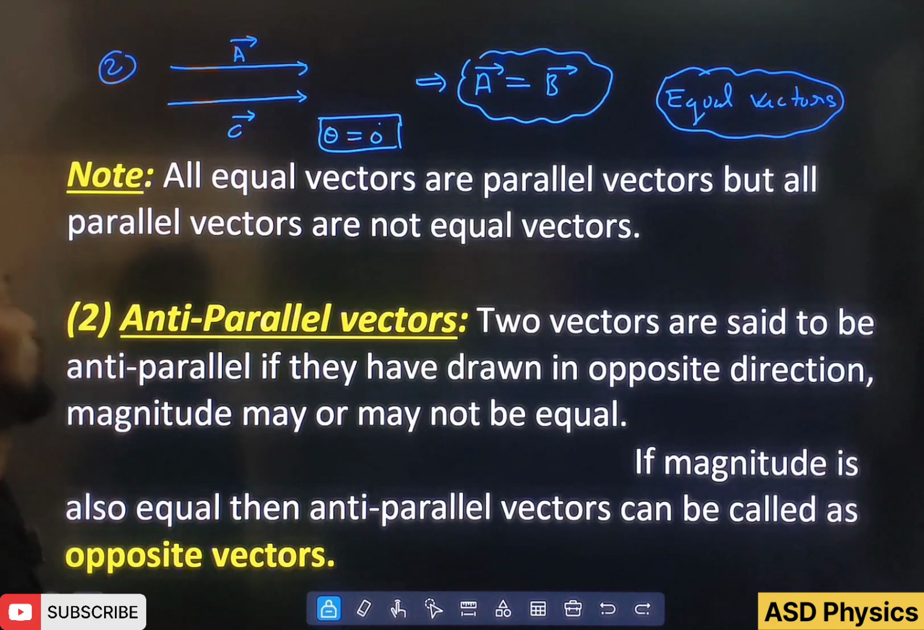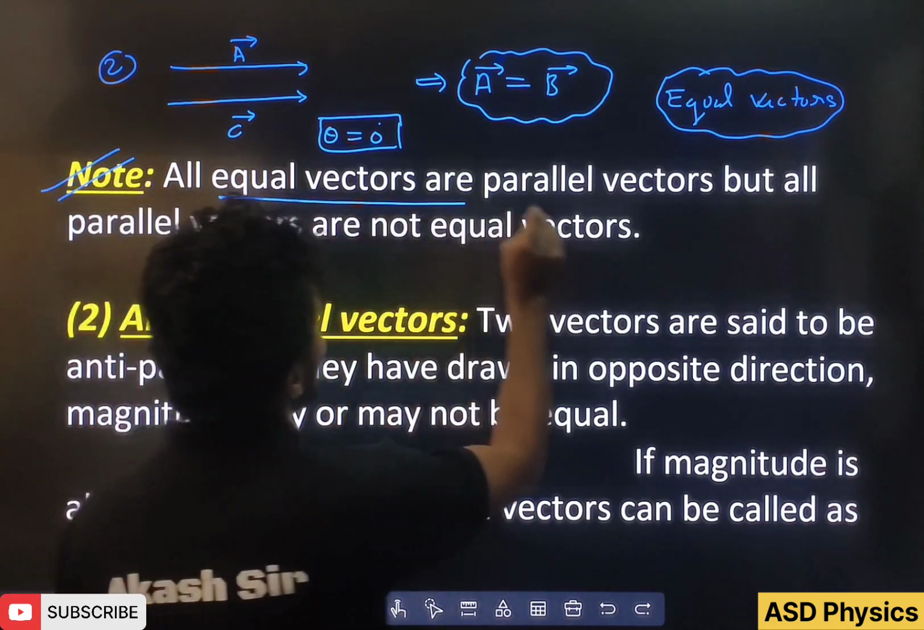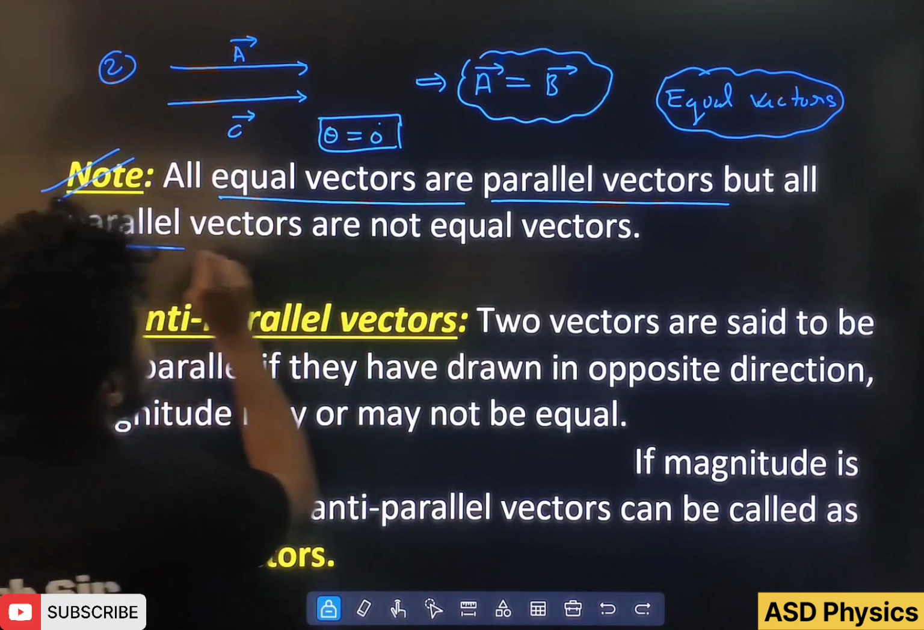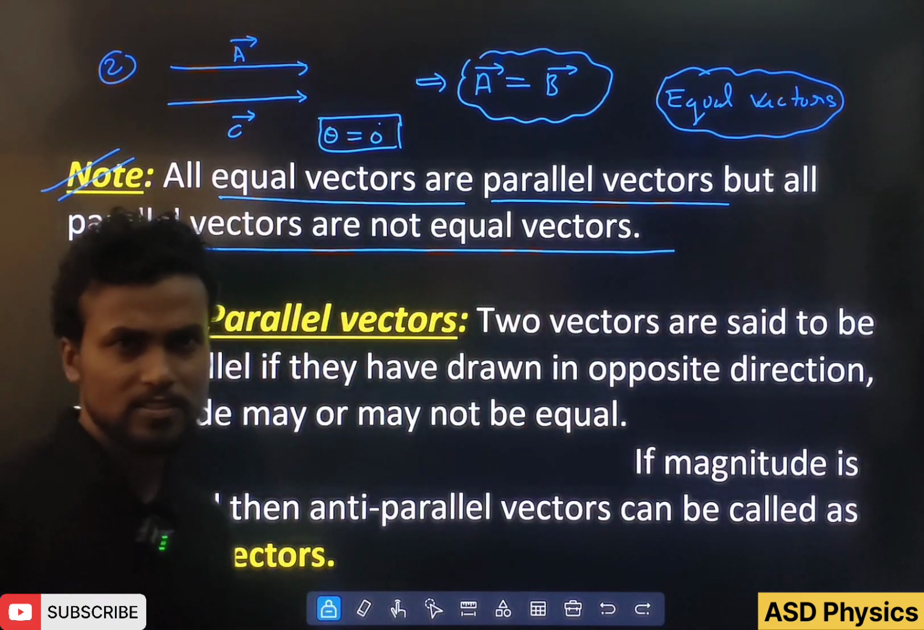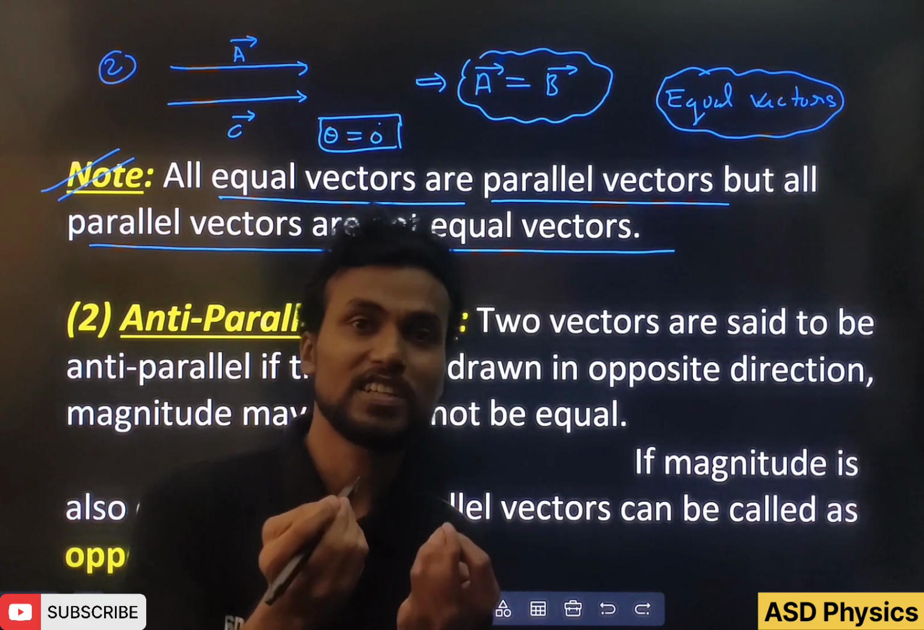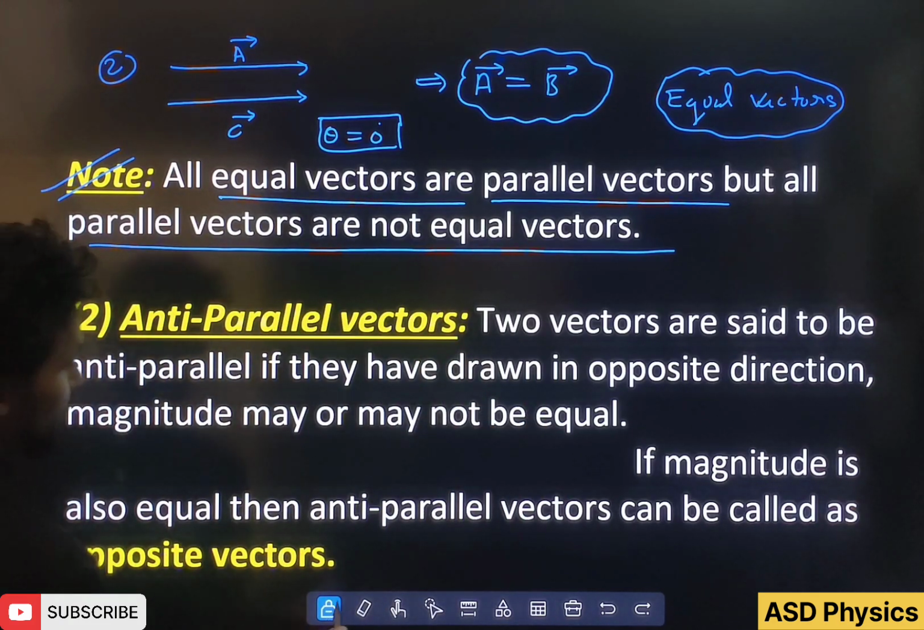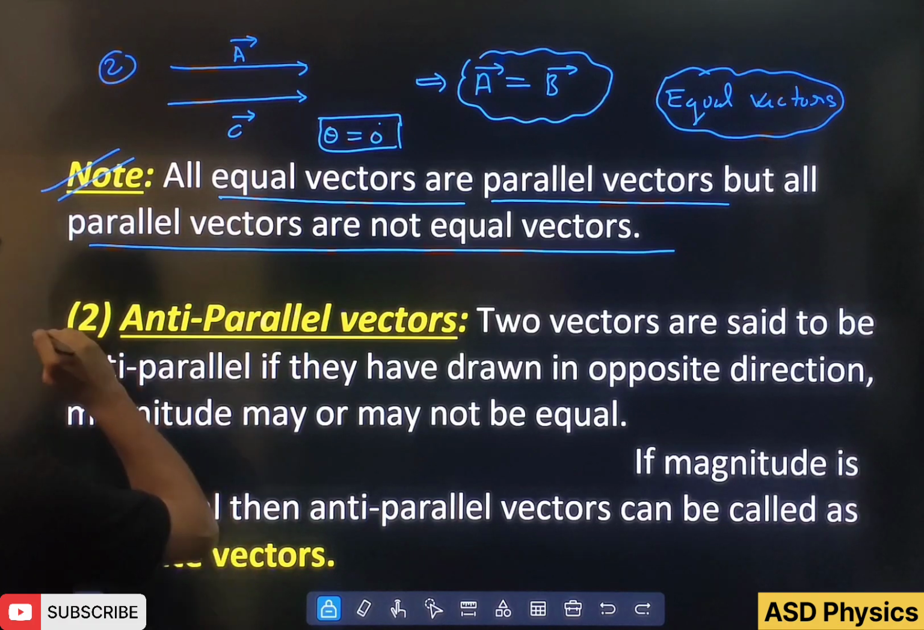Now, a very, very important point. All equal vectors are parallel vectors, but all parallel vectors are not equal vectors. Whenever you think logically, you can understand it very well. This point is very, very important. Okay, next one.